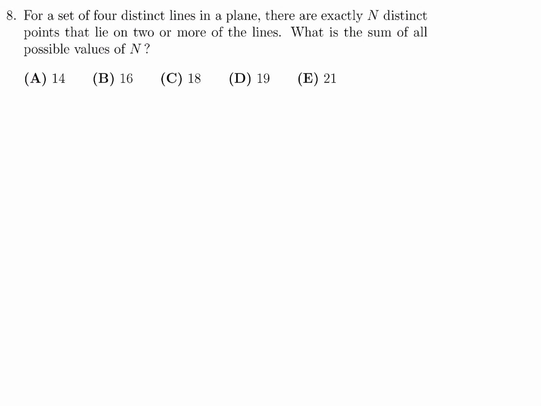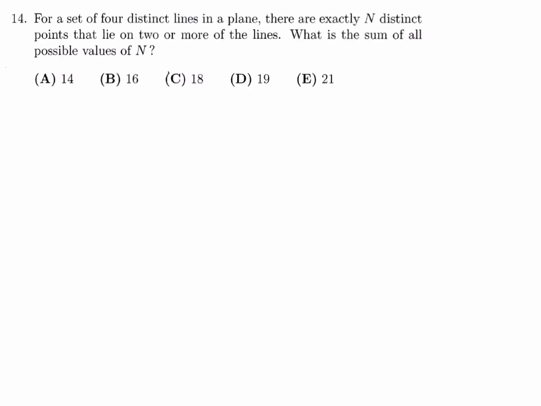For a set of 4 distinct lines in a plane, there are exactly n distinct points that lie on 2 or more of the lines. What is the sum of all possible values of n? Okay, so we've got to look at how can I get 4 lines to intersect, yes or no? Well, there's several scenarios. The first is when they're all parallel. And if they're all parallel, the number of intersections, which the question is calling n, is 0.